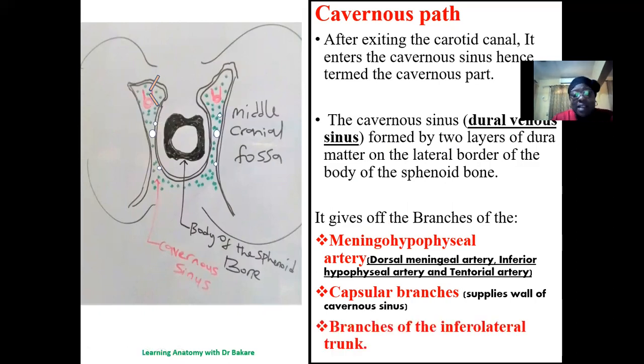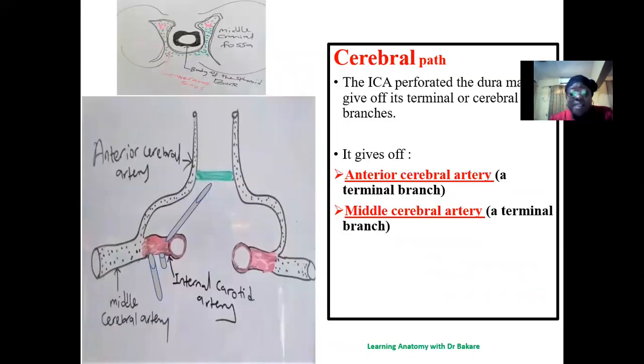And the last one are branches of the inferolateral trunk. So they're actually a collection of branches. And so they supply adjacent dura mater and also give supply to the cranial nerves that are embedded within the cavernous sinus. Then the cerebral part, the final region of the internal carotid artery, it finally pierces the cavernous sinus, thereby having its way out within the cerebral region.